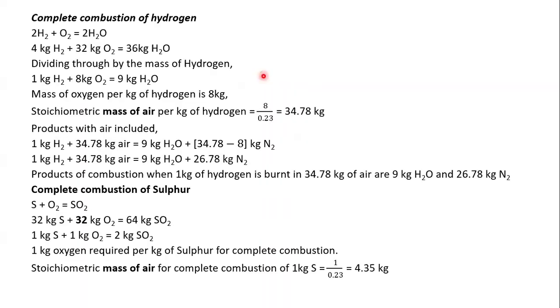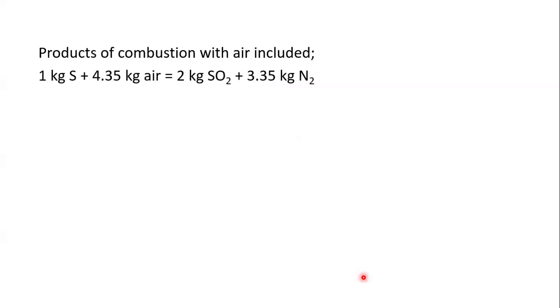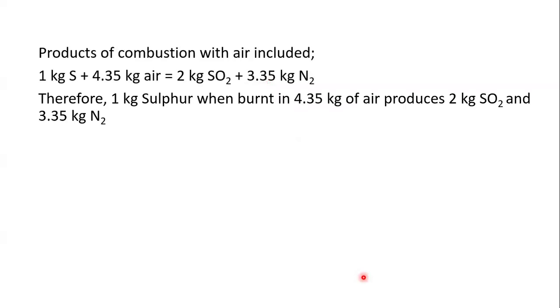Oh, and by the way, in terms of air, 1 divided by 0.23 gives us 4.35 kg of air. That's where you're able to realize that 1 kg of the oxygen. So in terms of the products, this is what you have. For nitrogen, we'll remove the 1 kg of oxygen that was there, then we remain with 3.35 kg of the nitrogen.